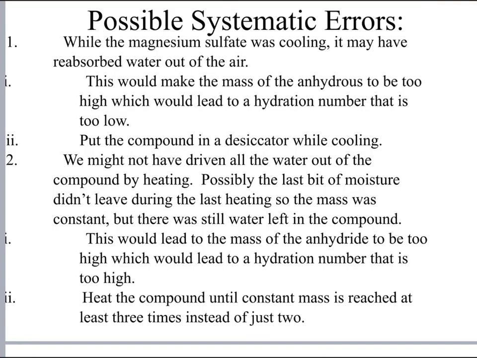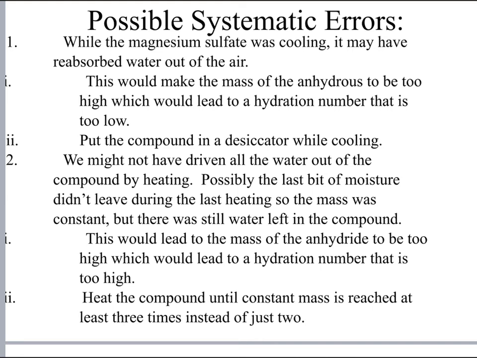So a couple of examples for good systematic errors. Again, the cooling that I've mentioned a couple times. So as it reabsorbs water from the air, the mass of the anhydrate would be too high, or the moles of the anhydrate would be too high. So the hydration number would be artificially low. The correction to that would be to use something called a desiccator, or not as efficient, but kind of along the same lines, just a dehumidifier. These things take moisture out of the air, so they're going to lower the humidity and make it absorb less water.